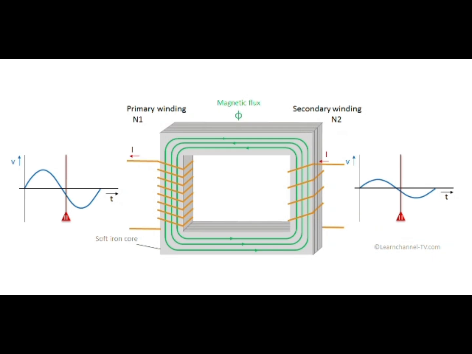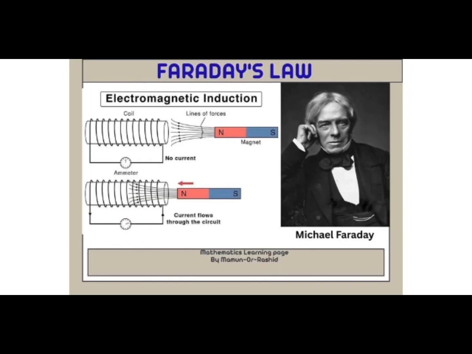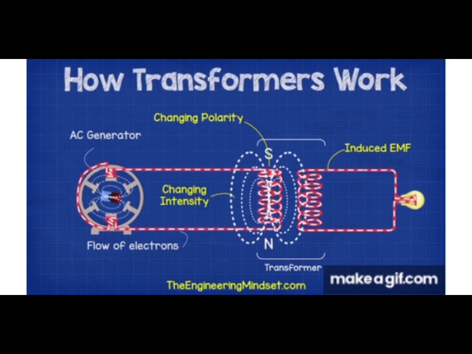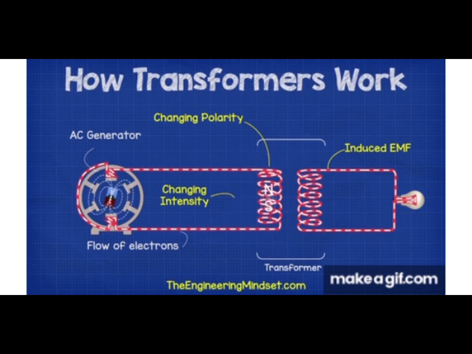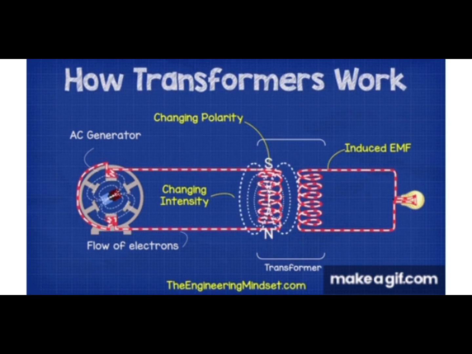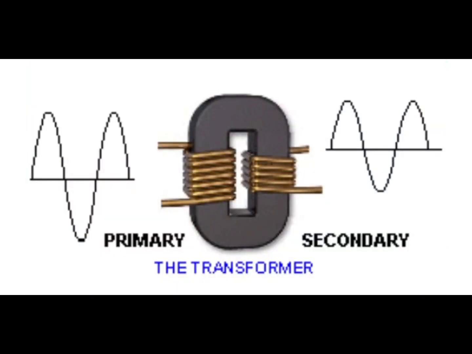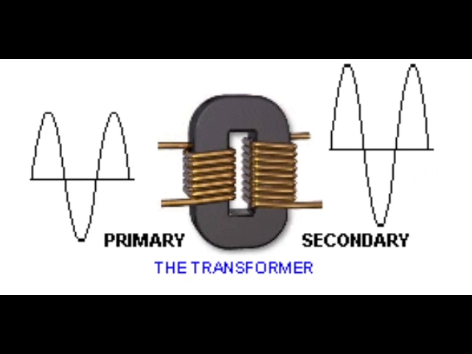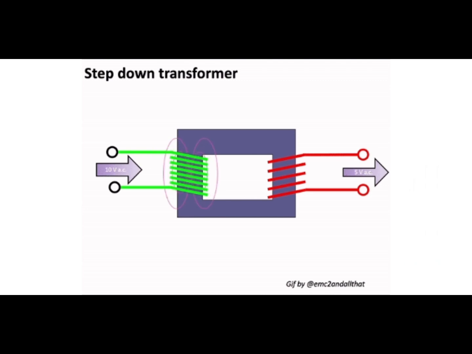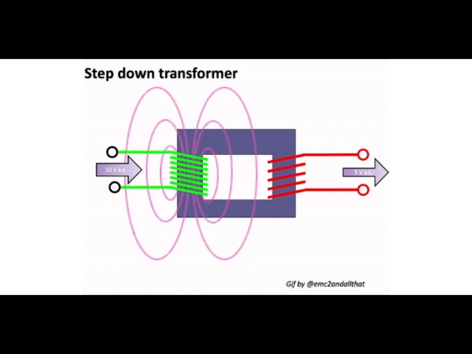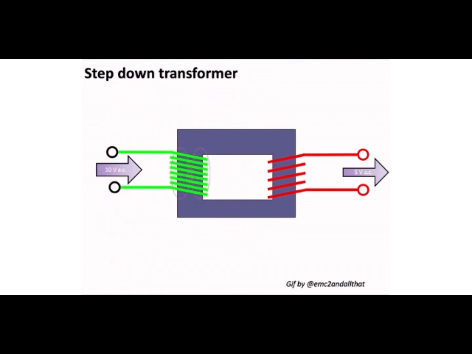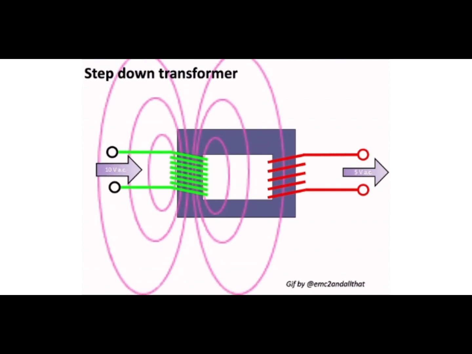The working principle of transformer is based on Faraday's law of electromagnetic induction. When alternating current flows through the primary winding of the transformer, it creates a changing magnetic field within the core. This changing magnetic field induces current in the secondary winding. By adjusting the turns ratio between the primary and secondary windings, the transformer can modify the output voltage. For instance, if the primary winding has 100 turns and the secondary winding has 50 turns, the output voltage will be half of the input voltage.